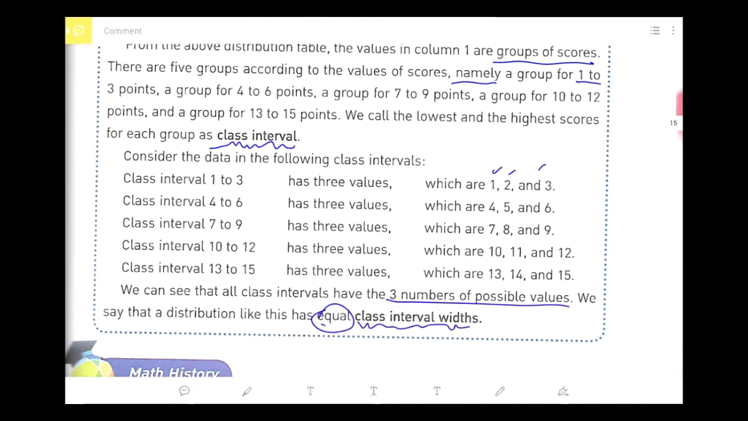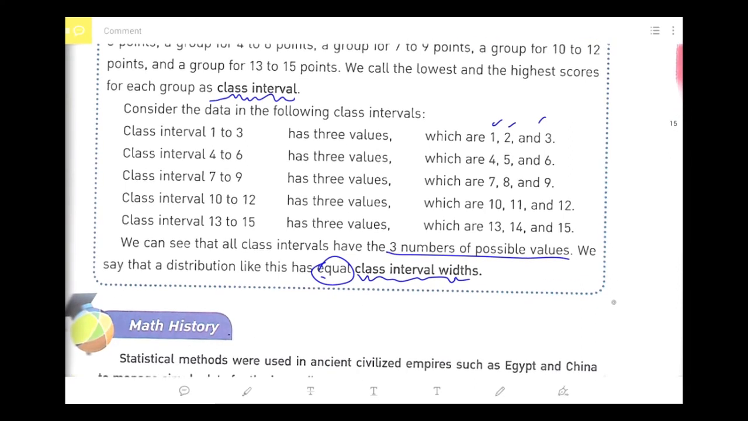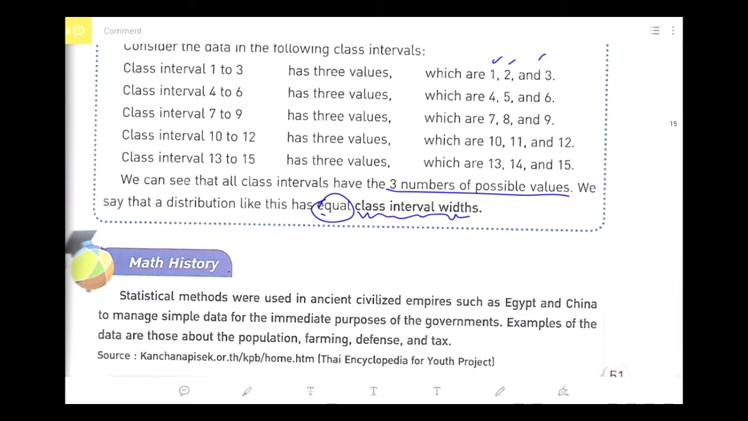So now you know what is an ungrouped frequency table. You know what is a grouped frequency table. You know how to call them. You know about intervals, right? You know how to do the tally. Okay, so I wish that you know something already.